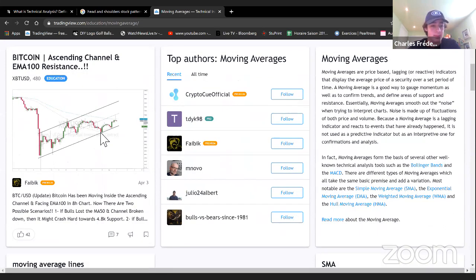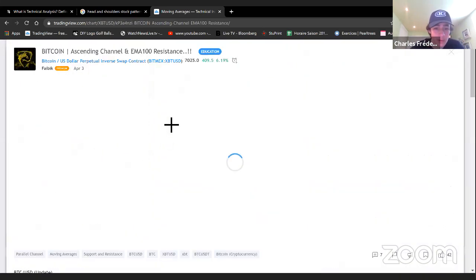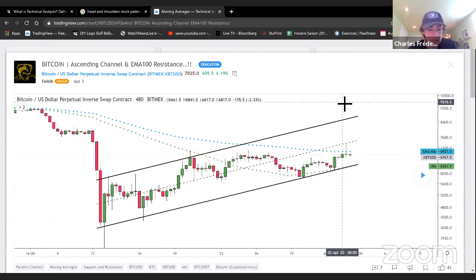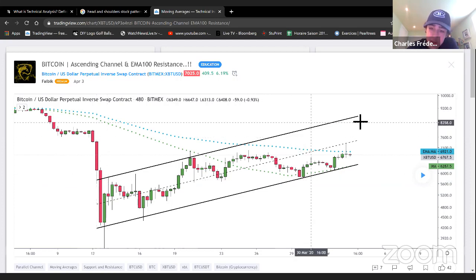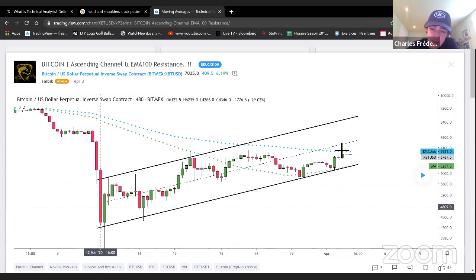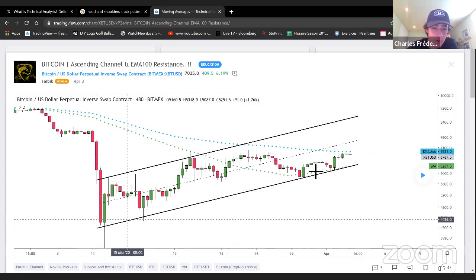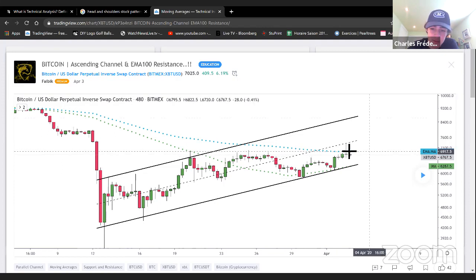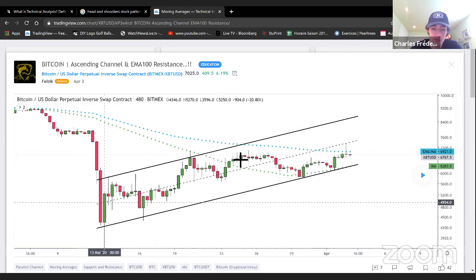So if you look at Bitcoin, and I don't want to use Bitcoin, but we'll still use it because it's a good example of moving averages. If you add them here, right in the middle, you see the moving average, and then the resistance of the high price and the low resistance here. Show the support right in the middle.